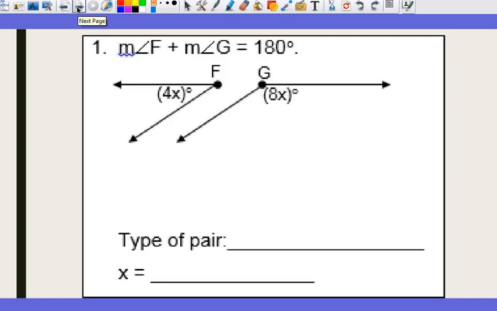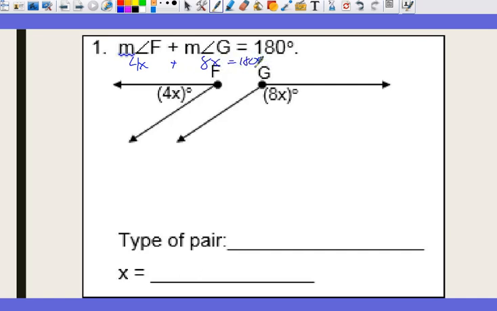So let's look at this first one. This first one actually tells you exactly what to do in the instructions right here. It says, take the measurement of F plus the measurement of G. Set that equal to 180 degrees. So, measurement of F is 4x. Plus, the measurement of G is 8x is equal to 180 degrees.